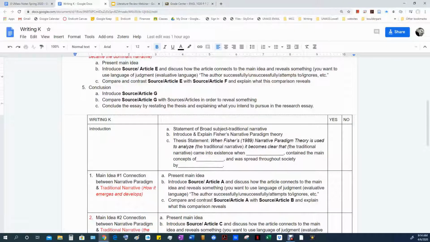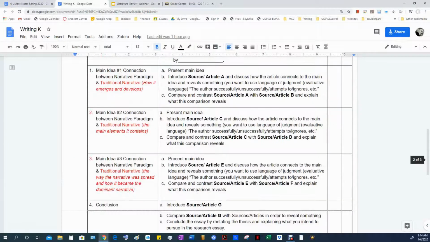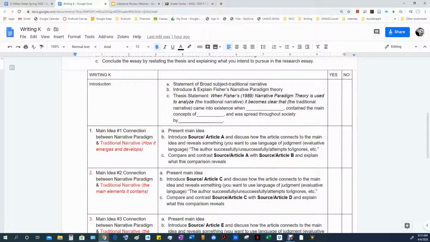So underneath this outline, there's this chart. All I'm asking people to do is look at their essay, their rough draft, and over here, just check off whether they have it or they don't have it, right? So for example, in your introduction, do you have a statement of your broad subject, like a broad statement about your narrative? You go yes or no. Do you talk about narrative paradigm theory? Yes or no? So you're basically just going through, it's like a checklist, okay?